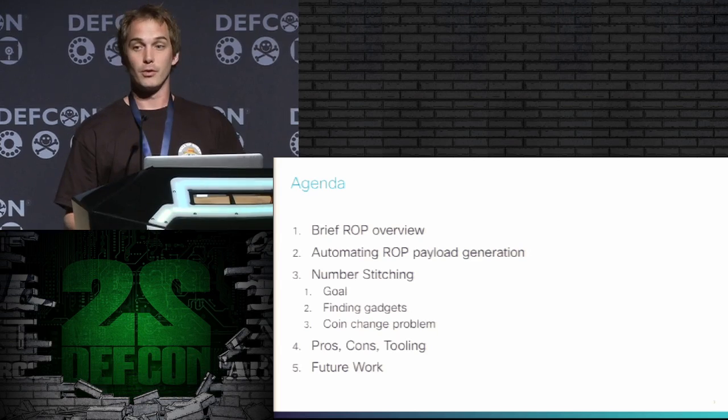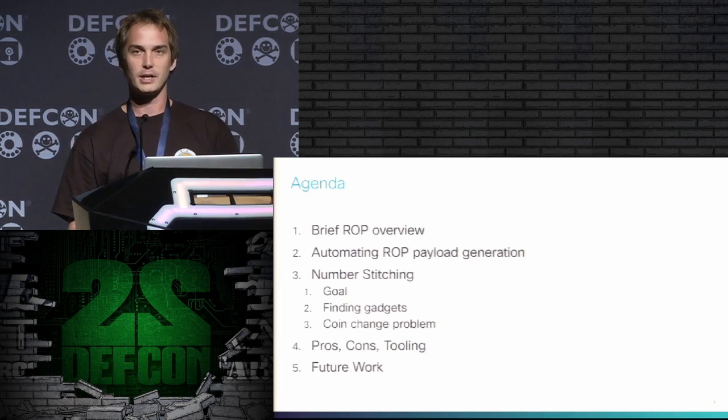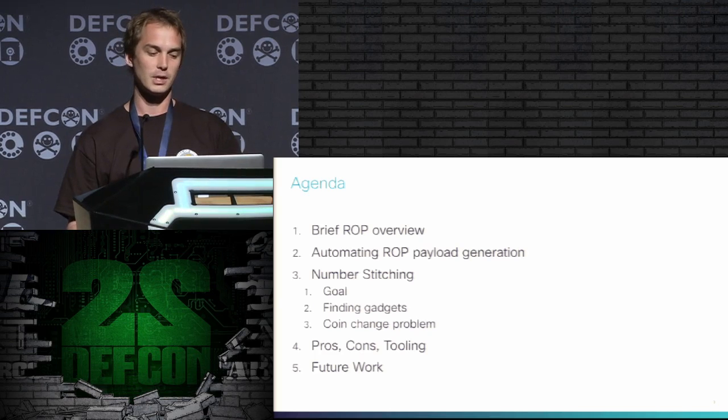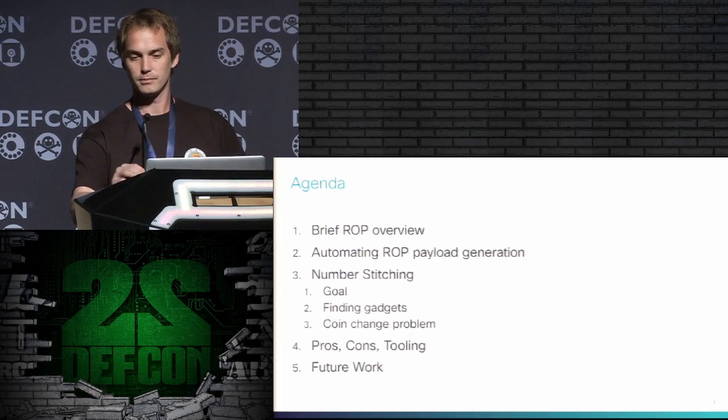So I'll go through the goal, what I was trying to achieve, why I did it. How I found the gadgets, and the core of the problem, which is the coin change problem, which I'll get back to later. And then I'll have a quick chat about the pros, the cons, the tooling that I'm releasing, and any future work.